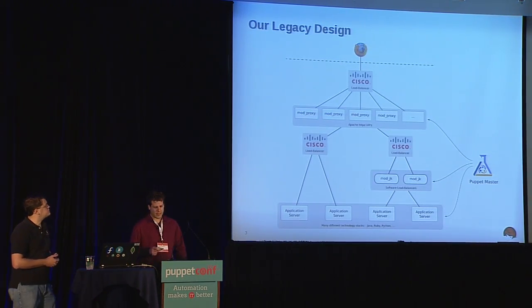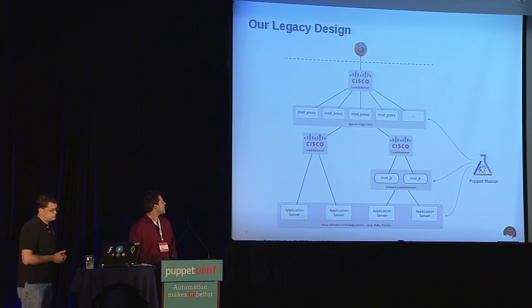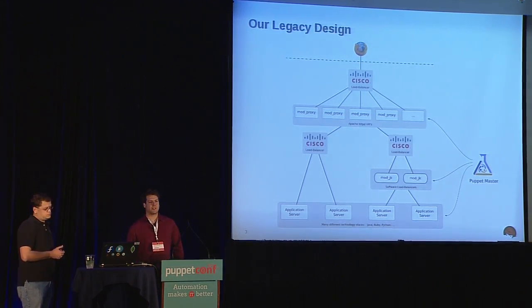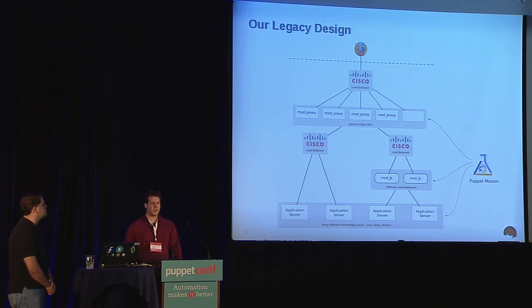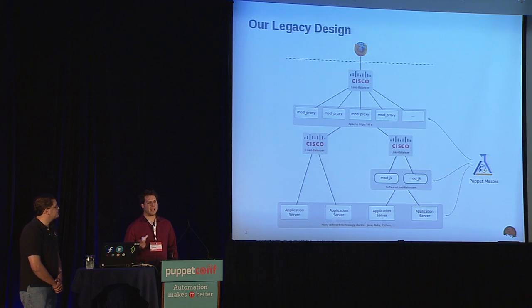So this is a diagram of the legacy design that we had before we actually integrated the F5s into our architecture. And it's probably one that a lot of you are familiar with. For example, how many people here actually use mod proxies somewhere within their infrastructure? So a decent number. And what about mod JK? A few less, but still a lot.